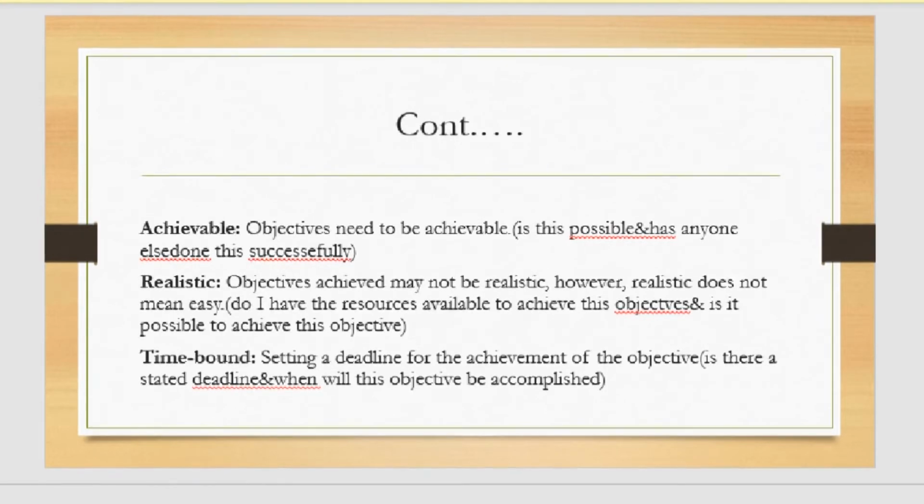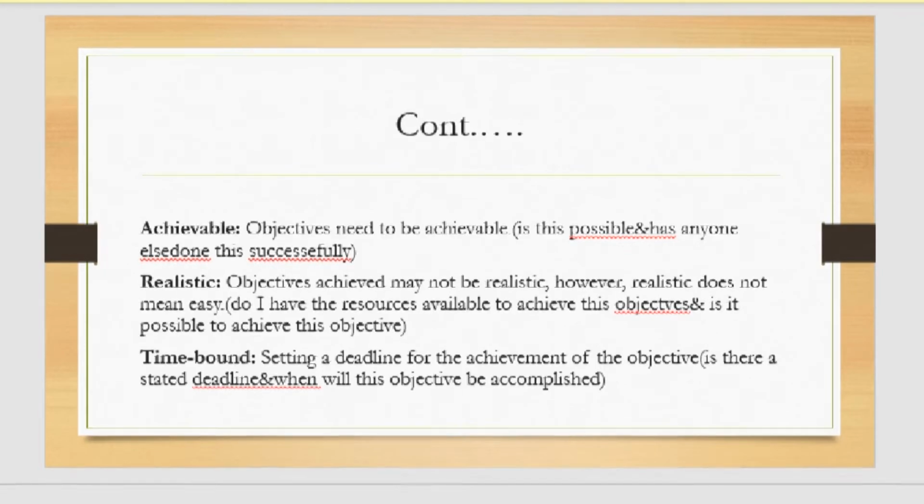Is there a stated deadline? When will this objective be accomplished? So when you have done all of these accordingly, that means you will be able to see as a group that, okay, right now we have set our objectives. Then you plan moving forward based on your objectives. After that, everything must be in place. You work toward your project.